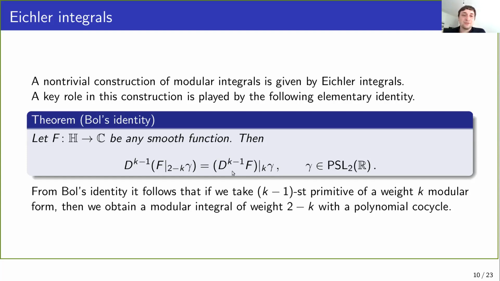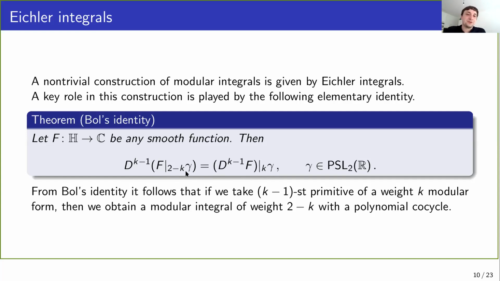But now let's look at the left-hand side. Now f is the (k-1)-th primitive of the modular form of weight k, and the identity is saying that if you take the action in weight 2 minus k on f and we differentiate it k-1 times, then we get the same thing as if we didn't apply anything.